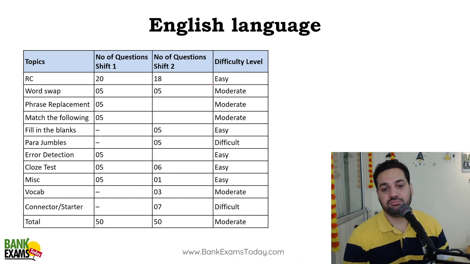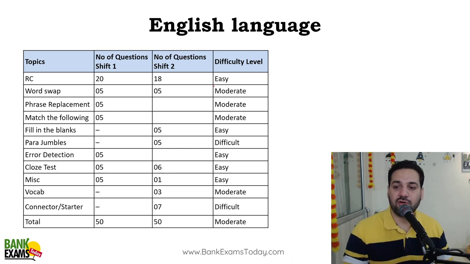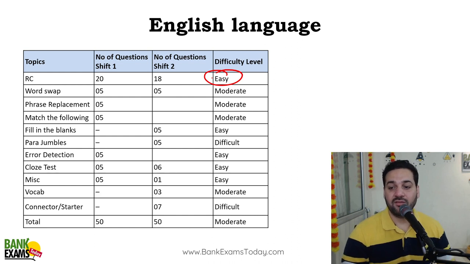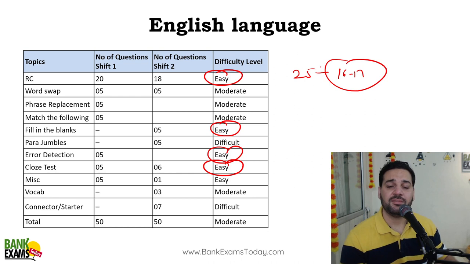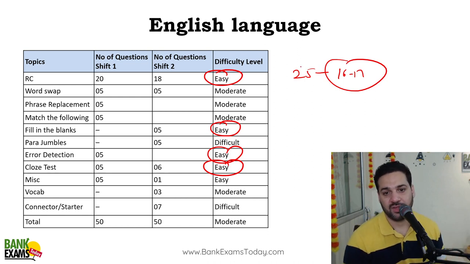Word swaps were sort of difficult. Para jumbles were sort of difficult. But reading comprehension was the main thing. Fill in the blanks was really easy. Error detection, cloze test, miscellaneous questions were somewhere there, and these were the easy questions. And trust me, out of 25, scoring 16, 17 was not difficult because the RCs were easy. Still, you could do word swaps.